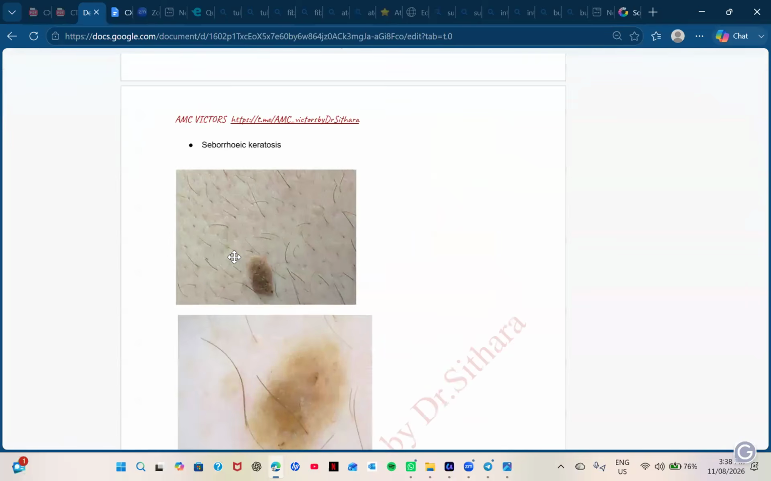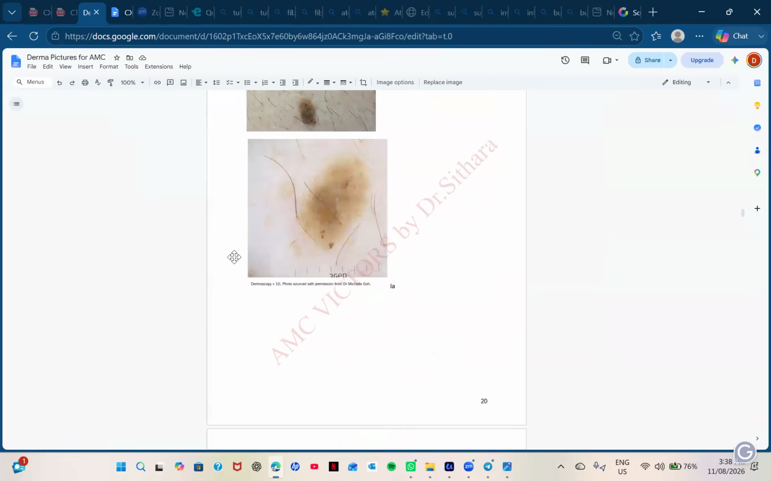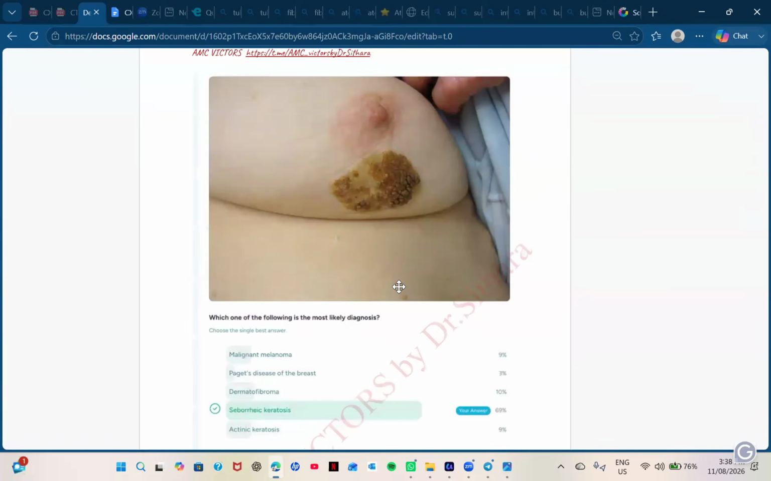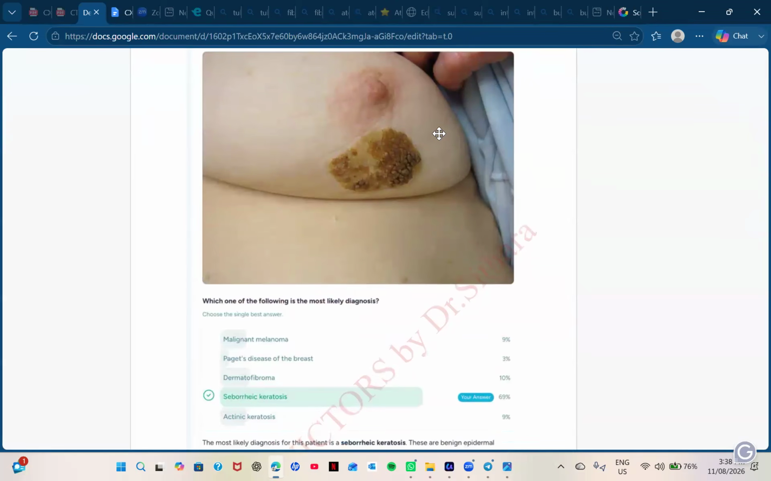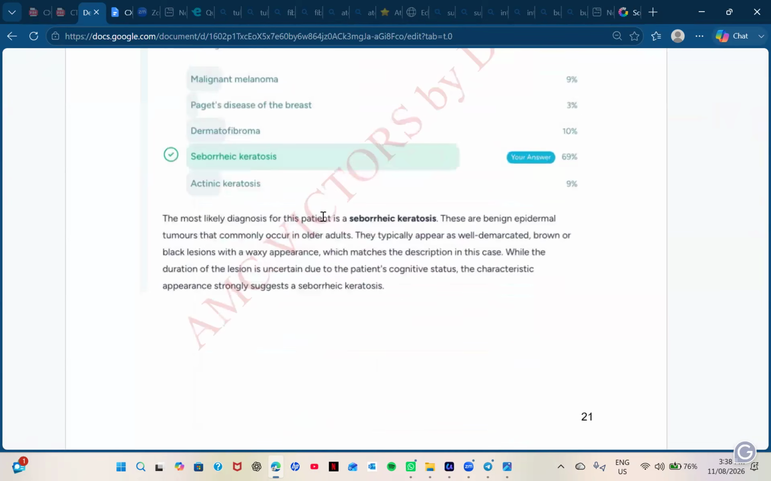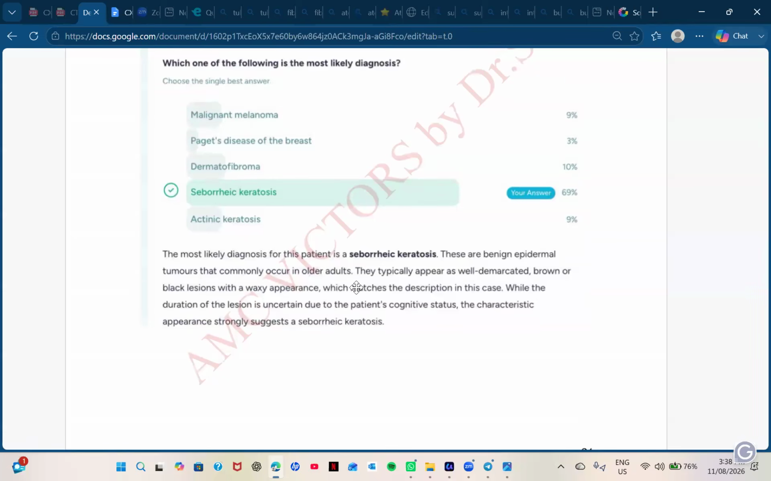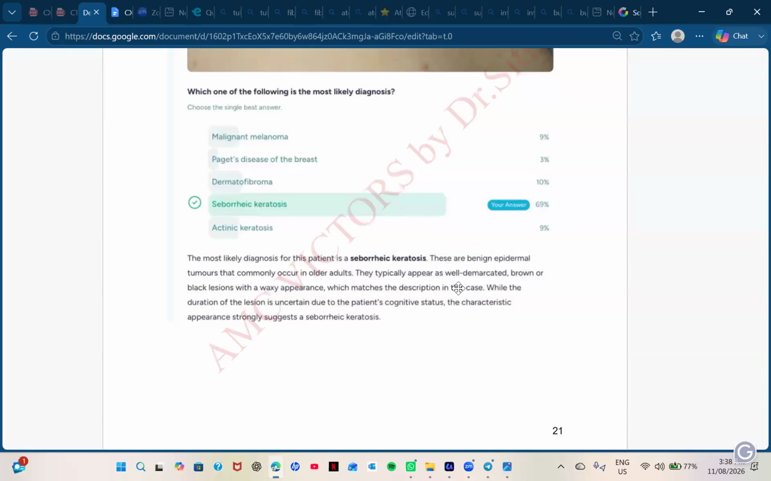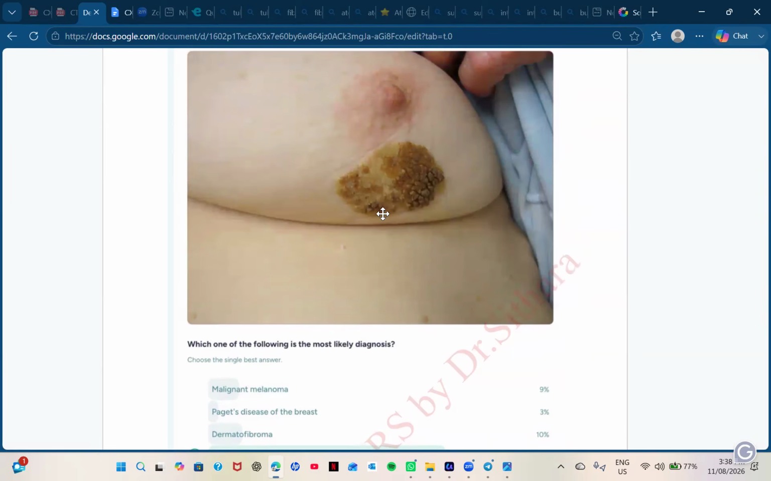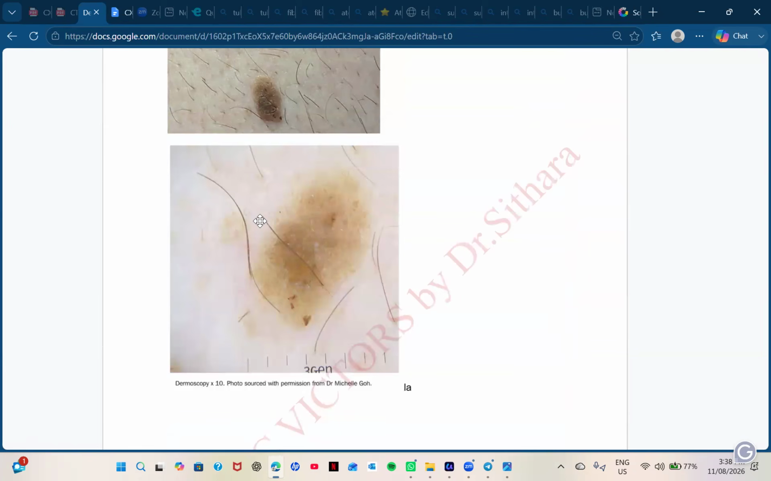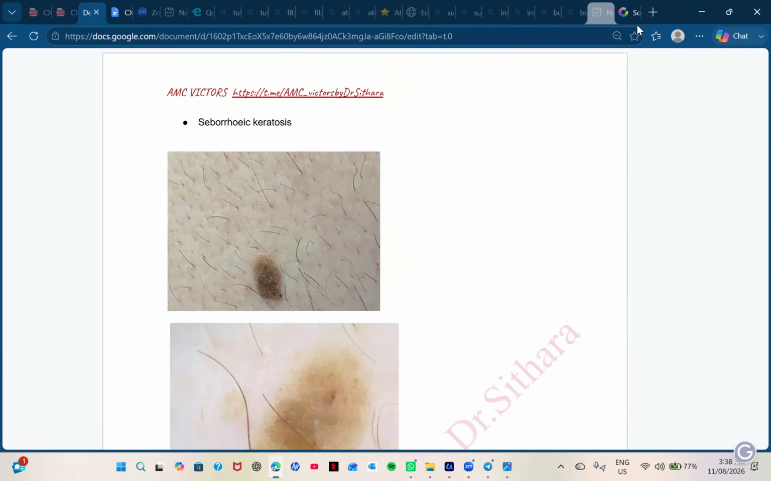What about seborrheic keratosis? What do you know about it? Can you see it has a waxy appearance? These are benign epidermal tumors that commonly occur in adults. They typically appear as well-demarcated brown or black lesions with a waxy appearance, like wax. Seborrheic keratosis.